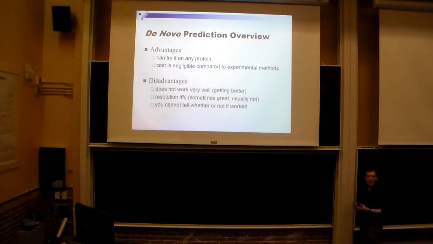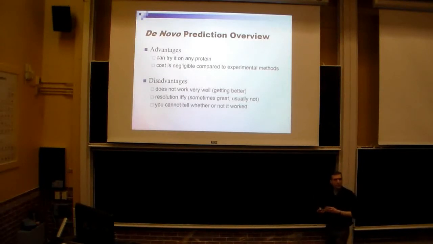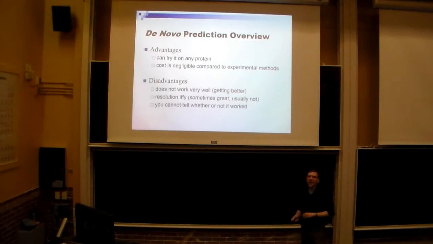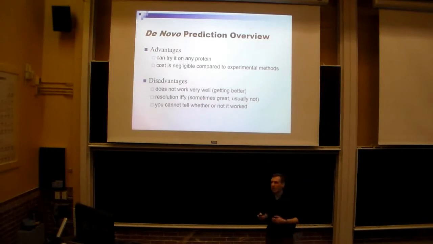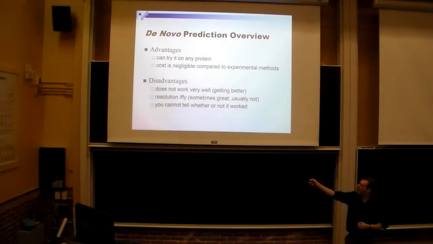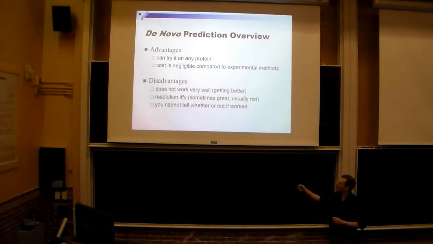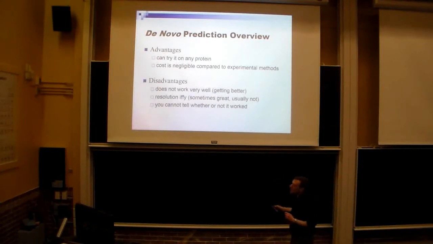At this point, you can take an amino acid sequence, go to a structure prediction web server, upload your sequence, and they'll email you back some candidate structures for your protein. It's really an easy thing to try, but it doesn't really work very well. When it does work, the resolution is usually not that good. Sometimes it will hit great, even crystallographic quality structures, but not usually. And it has a very big problem: you don't know whether or not it worked.